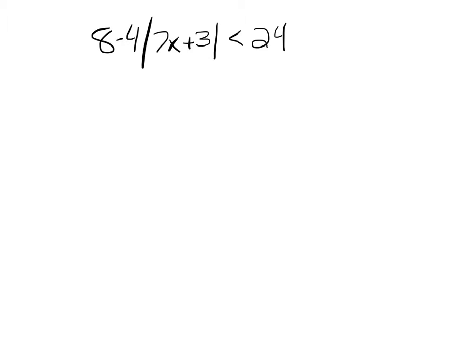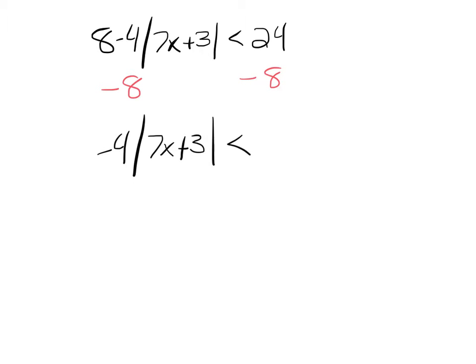Alright, in order to solve this absolute value inequality, we first need to isolate the absolute value. To do that, the first thing I'm going to do is subtract 8 from both sides of this inequality. Give me negative 4 times the absolute value of 7x plus 3, which is less than 16.